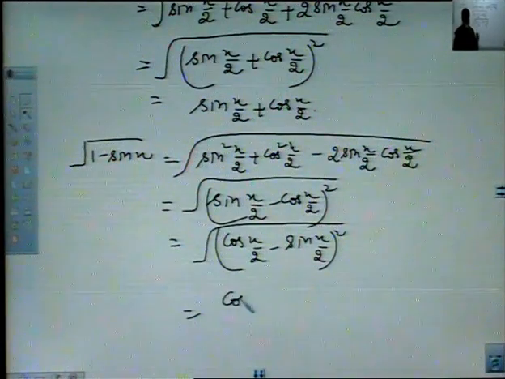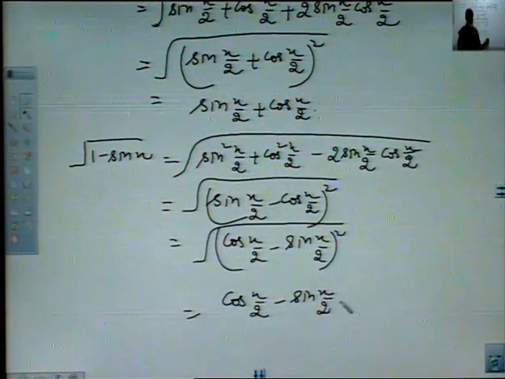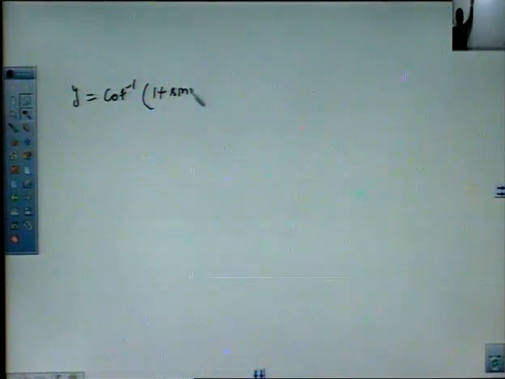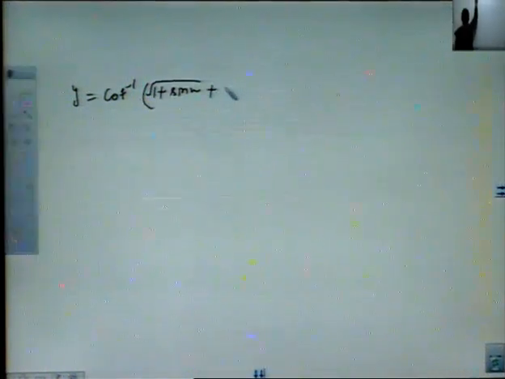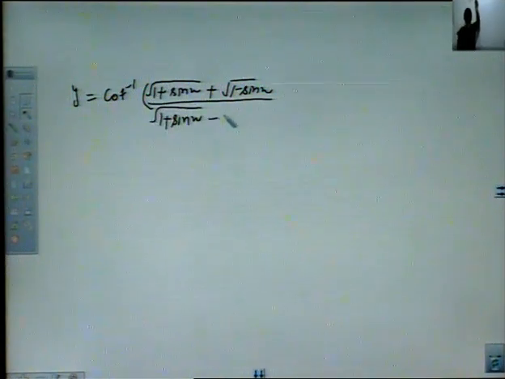And it will be equal to cos x by 2 minus sin x by 2. Now solution. Again we will write the statement: cot inverse of (under the root 1 plus sin x plus under the root 1 minus sin x) upon (under the root 1 plus sin x minus under the root 1 minus sin x).